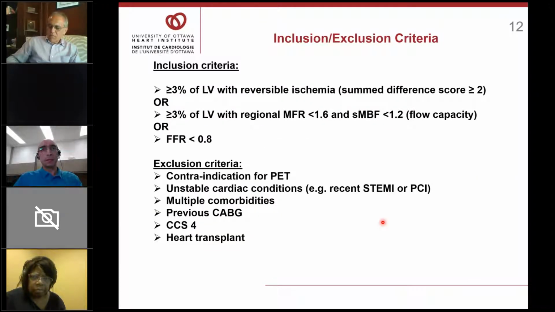The inclusion criteria are 3% or more of the LV with reversible ischemia, a summed difference score of more than 2, or 3% or more of the LV with regional MFR of less than 1.6 and stress myocardial blood flow of less than 1.2, or FFR of less than 0.8. The exclusion criteria would obviously be any contraindication for PET, unstable cardiac conditions, multiple comorbidities, previous CABG, CCS 4, and heart transplant.